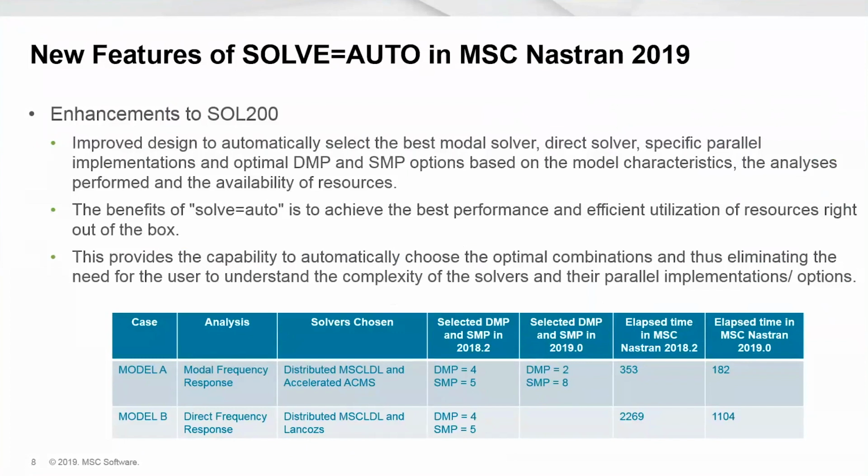In Solution 200, we've tested two customer models that were shown in the bottom. And you can notice in 2019.0, the automated solver selects much better DMP and SMP settings by default, and we see a significant up to 2x improvement by just selecting solve equal to auto.